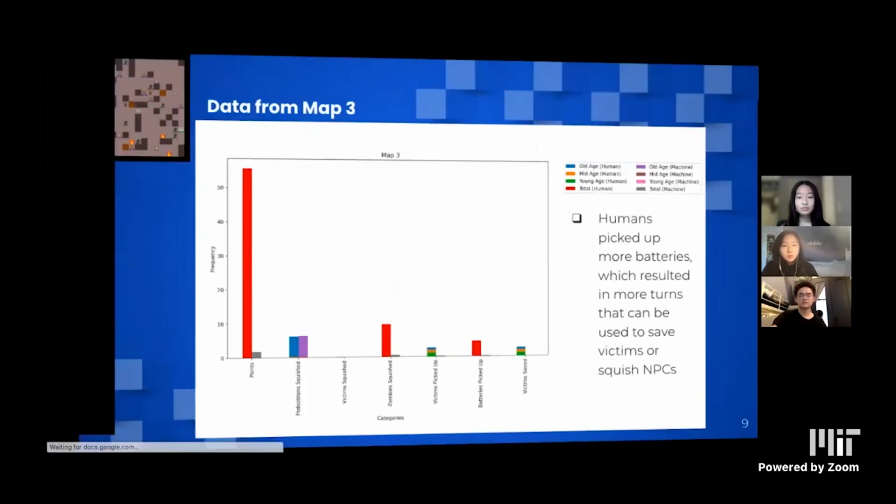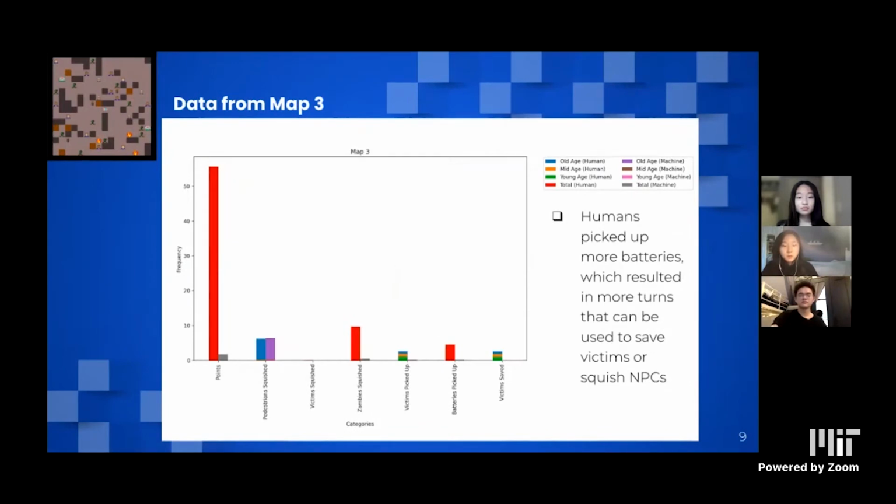The numbers shown in these graphs are the average of all of the human plays or all of the machine plays. The left bars in each pair represent humans, and the right bars represent machines. And in these graphs, we are showing 7 different categories: total points, number of pedestrians squished, victims squished, zombies squished, victims picked up, batteries picked up, and victims saved.